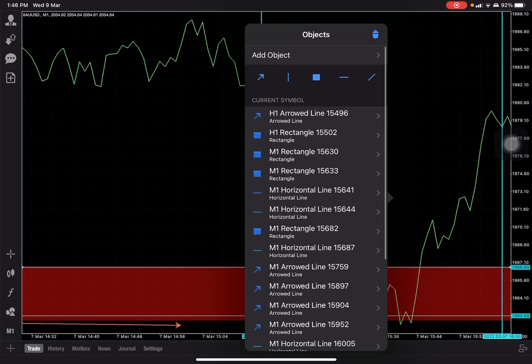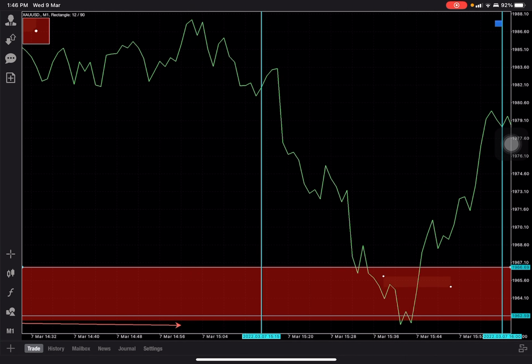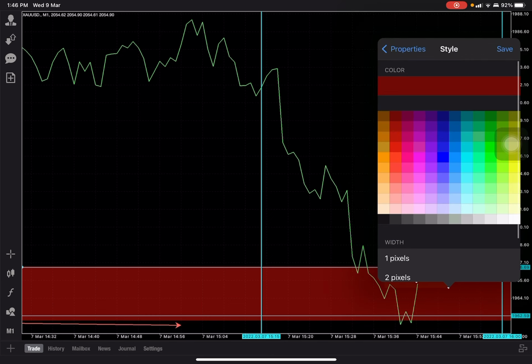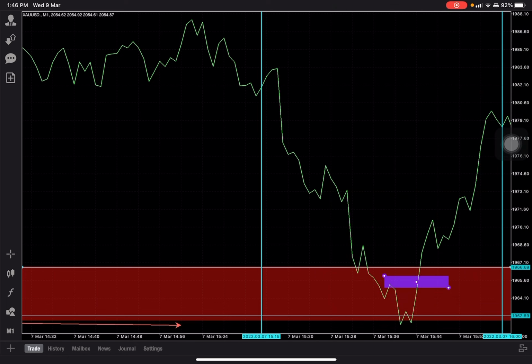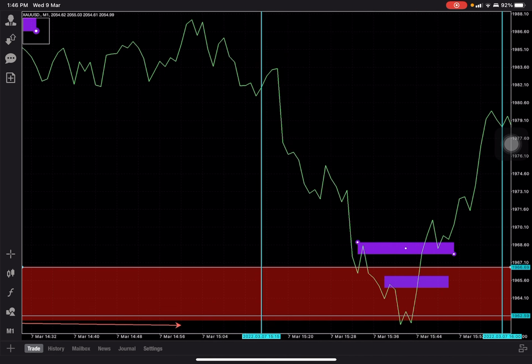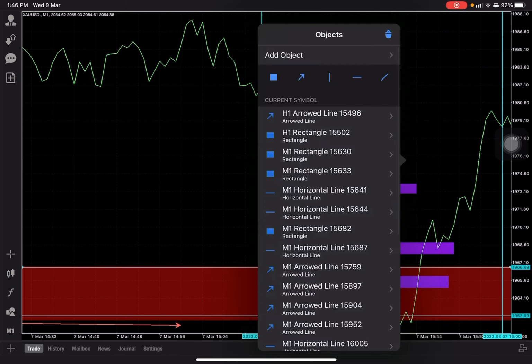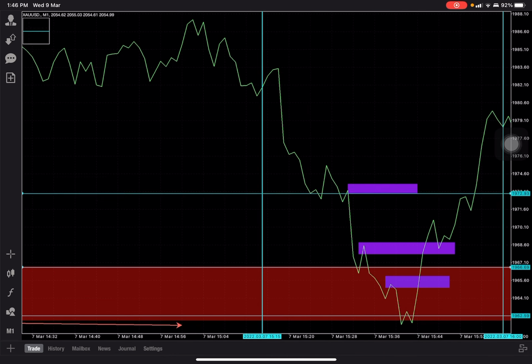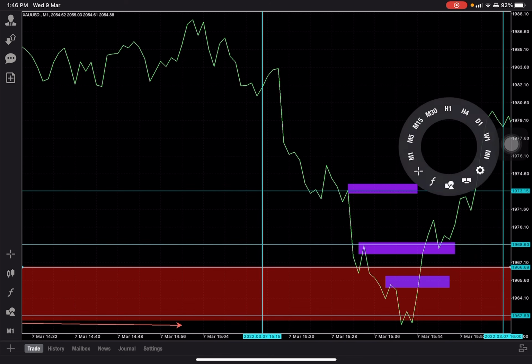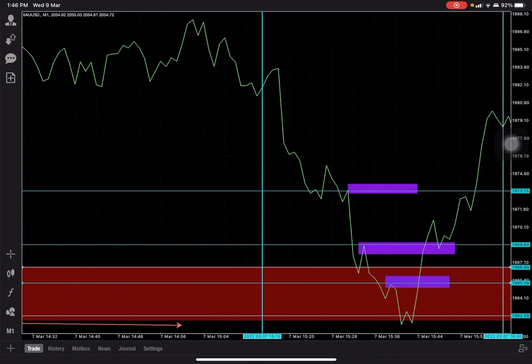So here we have one resistance. Let me change the color. Let's change to purple color. Here you find one resistance. Here is another resistance. Here is another resistance. So mark the resistance using a horizontal line, and horizontal line. So this is M1. Okay guys, this is M1.